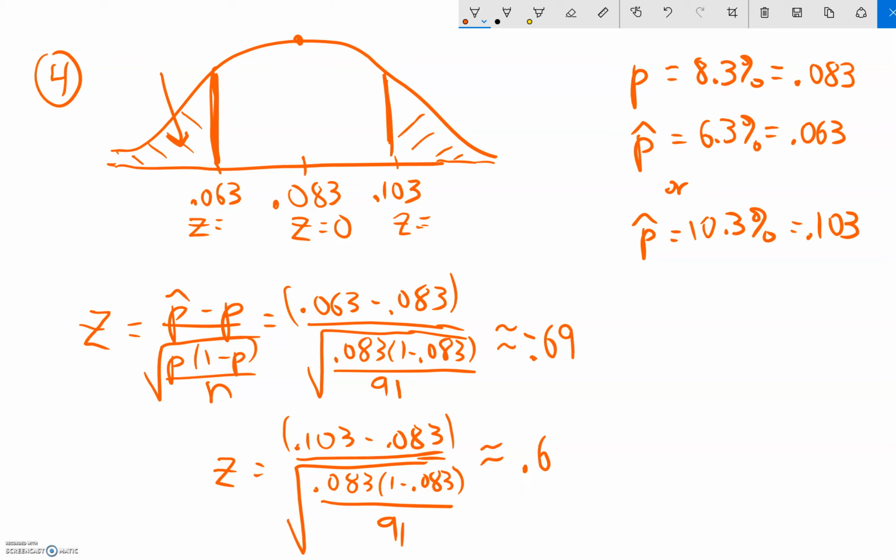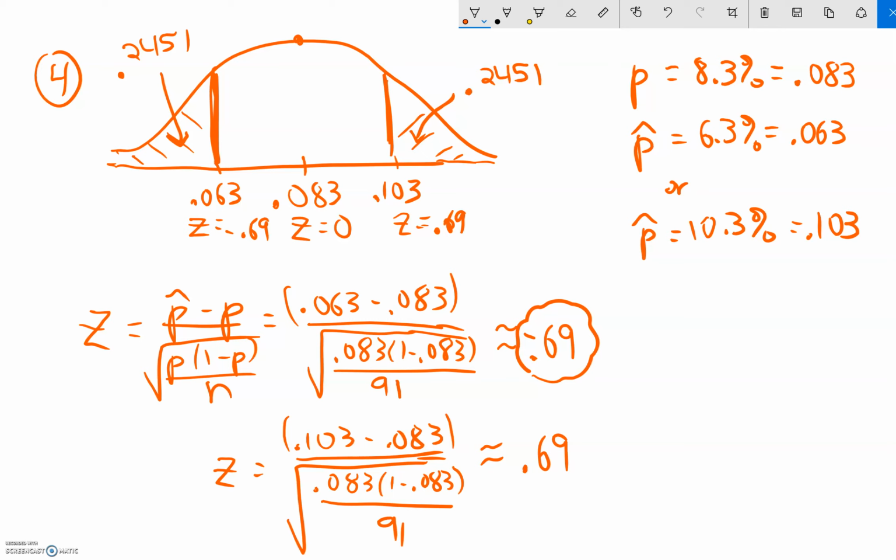And this one is positive 0.69. Again, the only one I want you to look up is this one, because that's going to give me this area to the left of z is negative 0.69. Again, I ask you to calculate both just to make sure we didn't make a mistake. So if you look up z equal negative 0.69, you're going to find that the area to the left of that is 0.2451, which makes this area on the right tail the same, 0.2451.